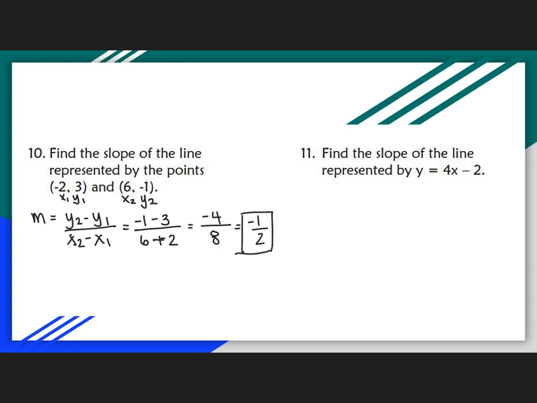The second problem, so number 11, says find the slope of the line represented by y equals 4x minus 2. Remember, in slope-intercept form, we have y equals mx plus b. M is our slope. B is our y-intercept. If you look at the equation, the slope of this equation is 4.